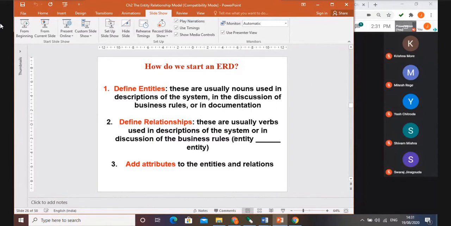And on that problem statement, you will apply these 5 steps which we are going to see now. Right now you don't start anything for your problem's case study. Just keep your problem statement ready. Okay. So now first one is define entities.